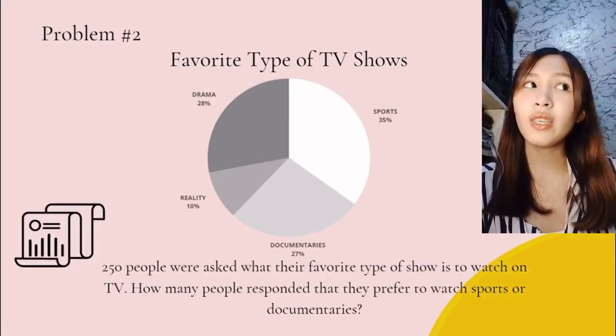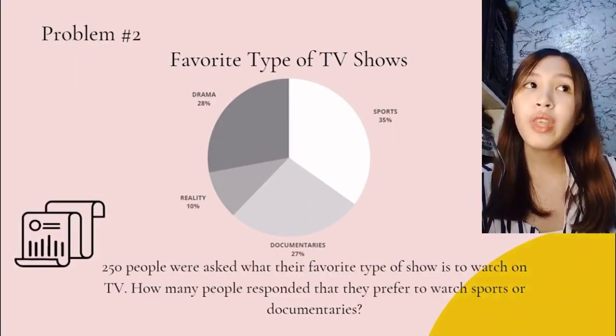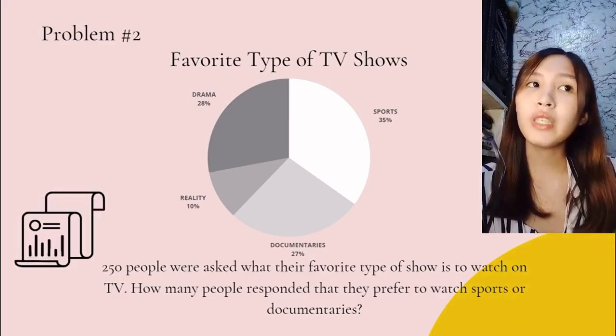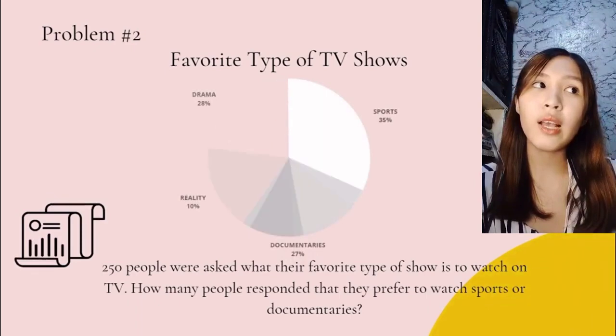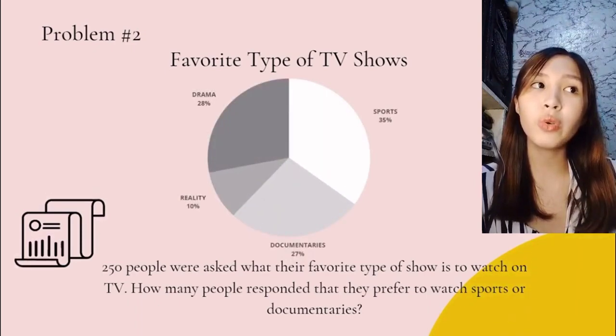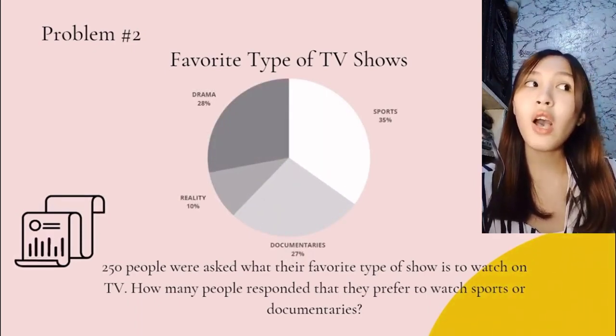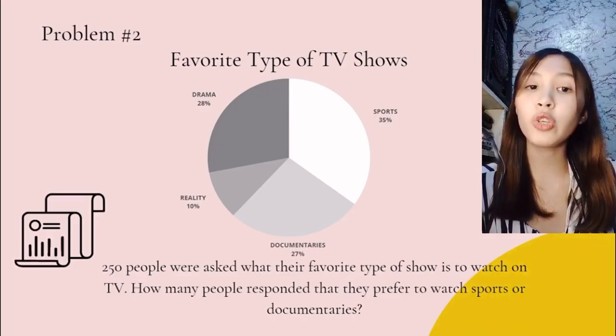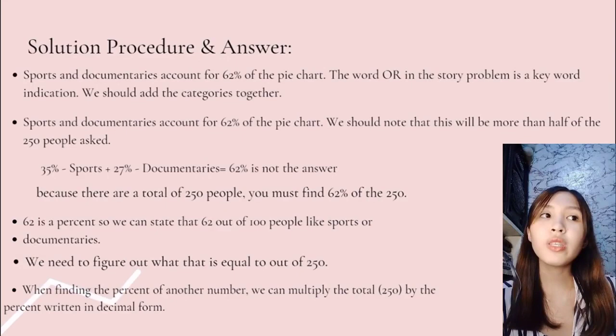As you can see, the pie chart shows the percentage of favorite type of TV shows. The problem is 250 people were asked what their favorite type of show is to watch on TV. How many people responded that they prefer to watch sports or documentaries? So this is how you solve the problem.